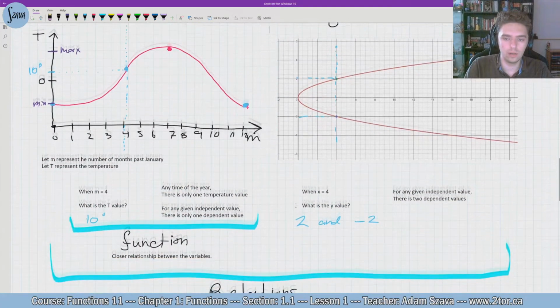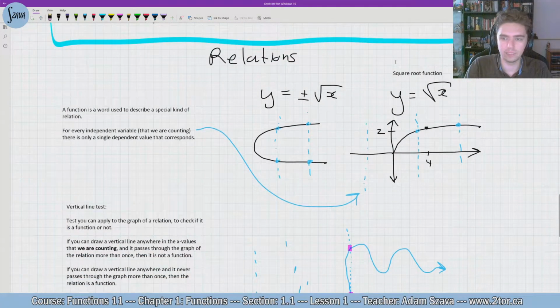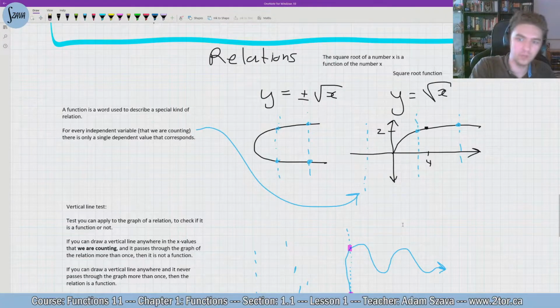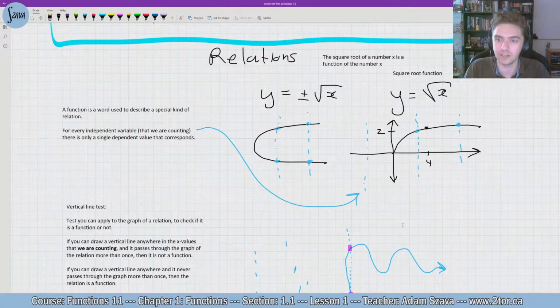Or maybe in this example, we'd say the square root of a number x is a function of the number x. Now, I know you can't see what I'm writing. Just give me a second here. So the square root of a number x is a function of that number x. I should say the positive square root of a number x is a function of the number x itself, right?